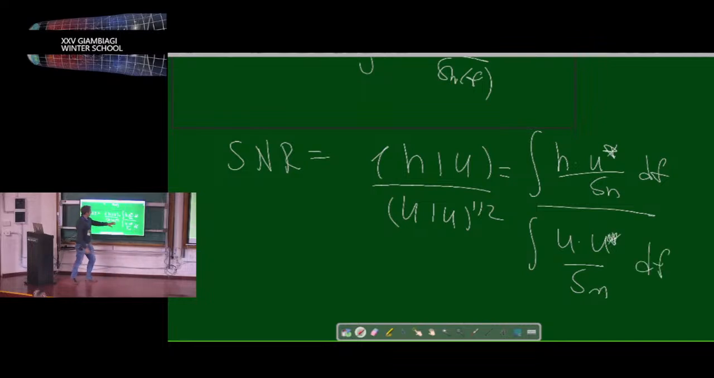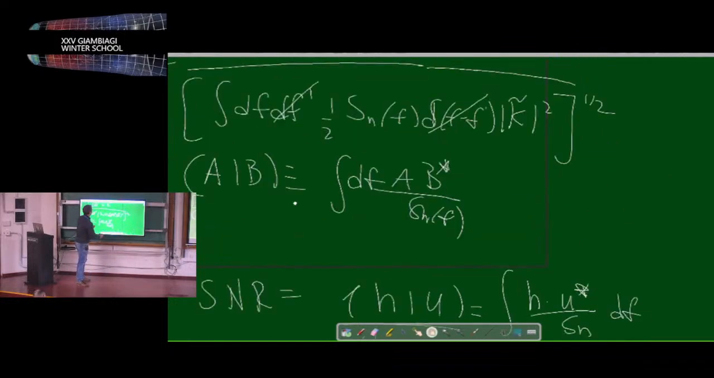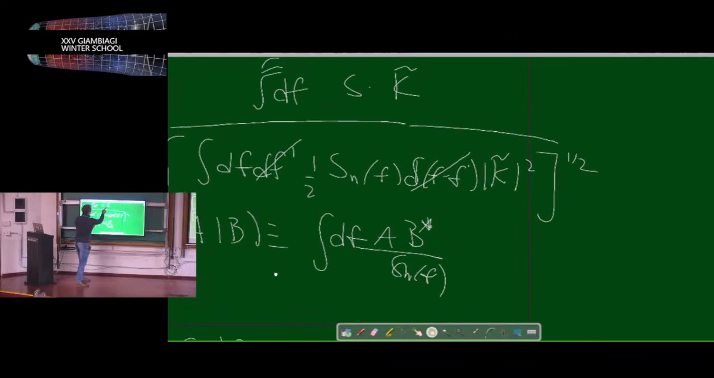So this follows from the definition. Now I'm telling you that the SNR that I wrote above can be written like this. It's enough that I choose u equal to k times s. If I choose u equal to k times s, here s and s simplify, I get h k. Here I get k k S_n, and this is exactly what was here. I get k k S_n and S_k.